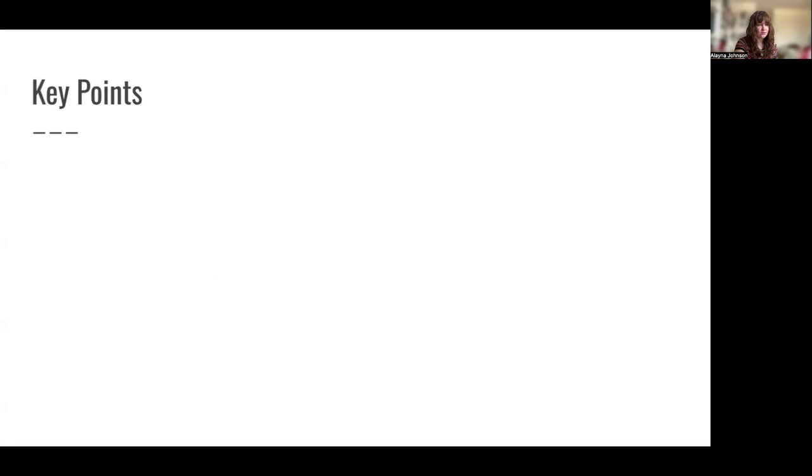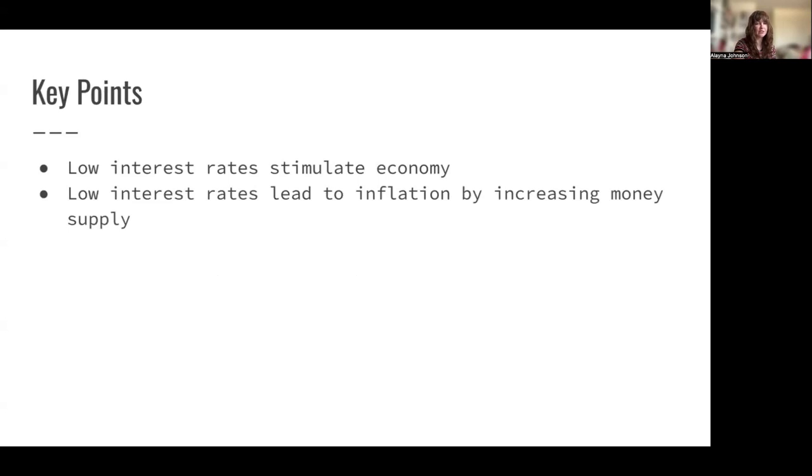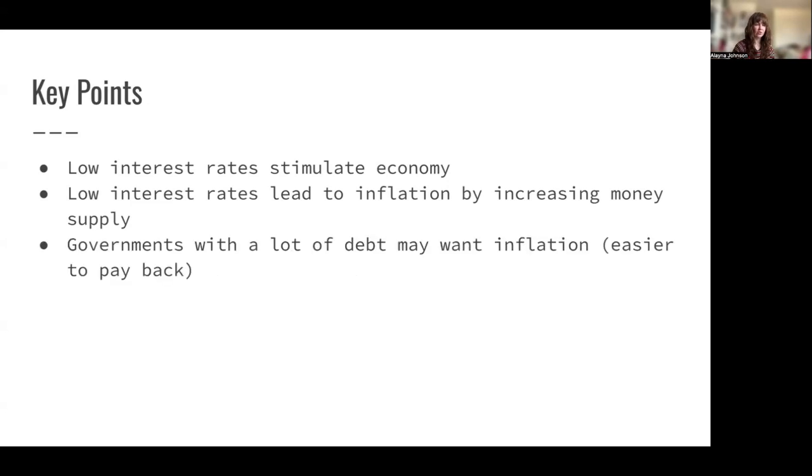Okay, so tying some of what we've been talking about together, let's go over some of the key points. So low interest rates stimulate the economy and they get people spending. However, low interest rates will also lead to inflation because they increase the money supply. It should be noted here, though, that governments with a lot of debt may want inflation because of what we talked about earlier. Inflation is good for people who have debt. It's easier to pay the debt back when its value has decreased. So even if inflation might not be desirable for everyday citizens, the government might have these competing interests because they may desire inflation for their own debt levels.